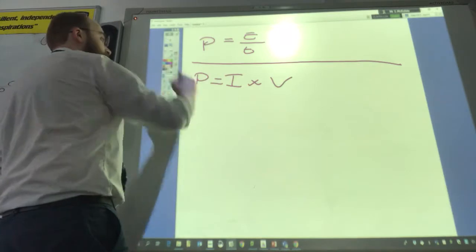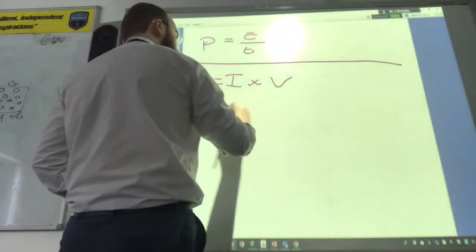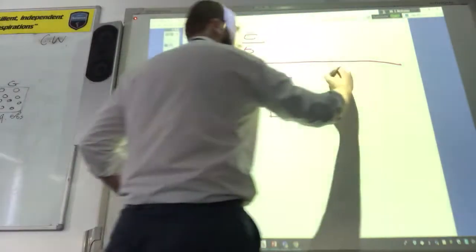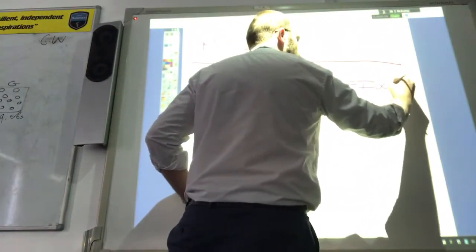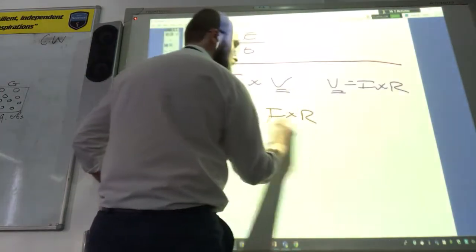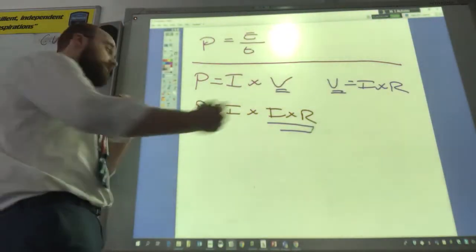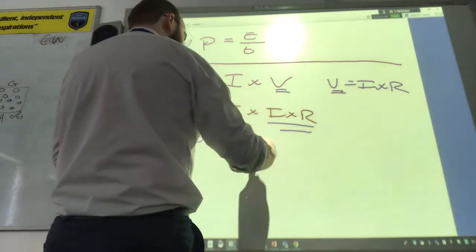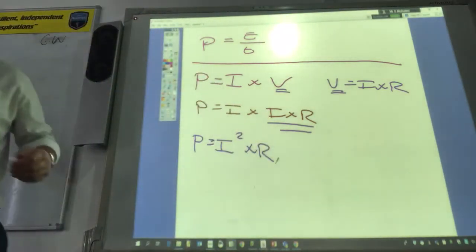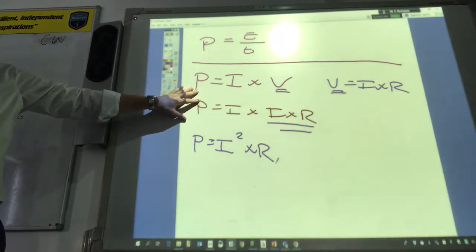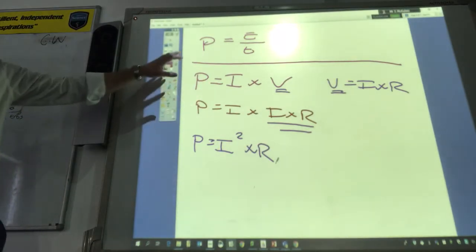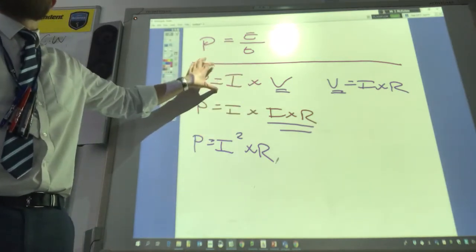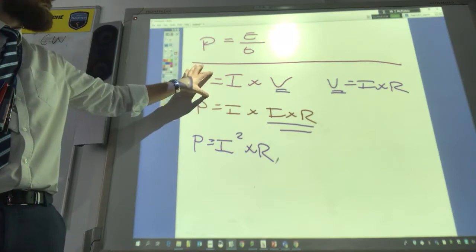I can also write this down as P is equal to I times R. Why can I write it down like that? Because V is equal to I times R. So instead of writing V, I can write I times R. This then gives me the equation P is equal to I squared times R. Why is that? Because the electrons carry the joules around the circuit. If I push my electrons more and there's a higher rate of current, there will be more power transferred, more joules per second.